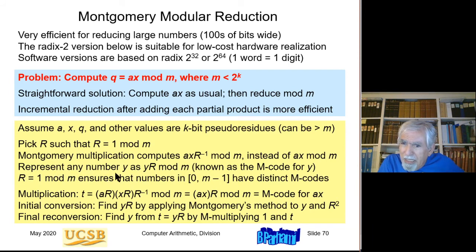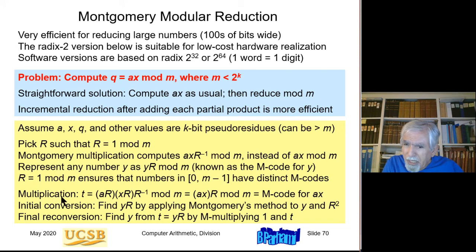Now I represent any number y as y times r. So this is known as the Montgomery code for y. Okay, so instead of representing y, I use y multiplied by r, a different number, modulo m. So it's the same width because I do modulo m, but it's a different number. Okay, this is known as the Montgomery code for y.